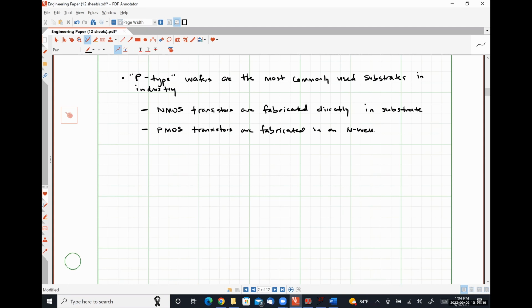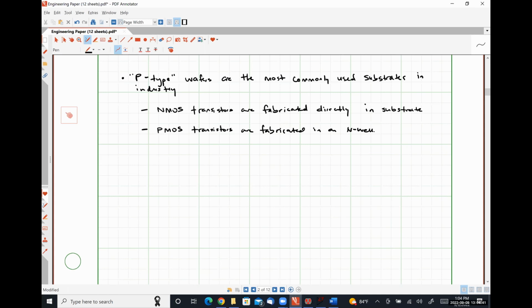So how do you think N wells are created? We'll talk about their utilization because they are used for local substrates and a few other things here. How do you think this happens? Not a trick question. How did we make a PN junction? We talked about PN junction fabrication back in 335, right?